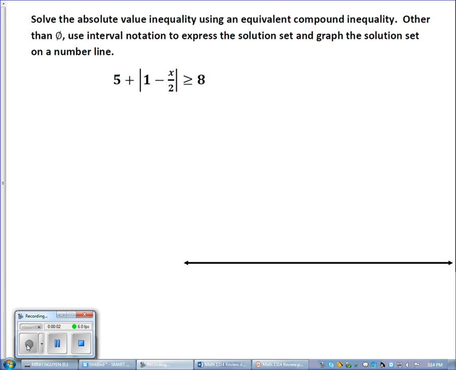In this video, we're going to look at two examples on how to solve absolute value inequalities. The first example says: solve the absolute value inequality using an equivalent compound inequality. Other than the empty set, use interval notation to express the solution set and graph the solution set on a number line.